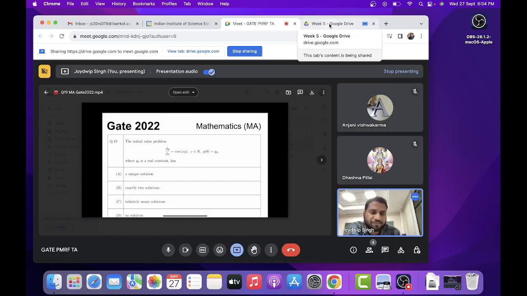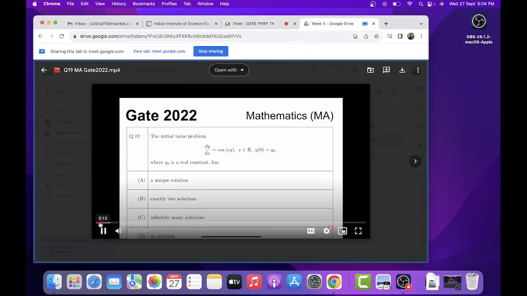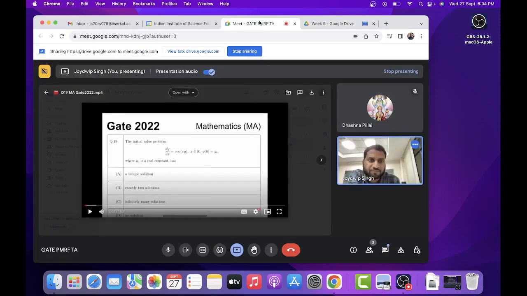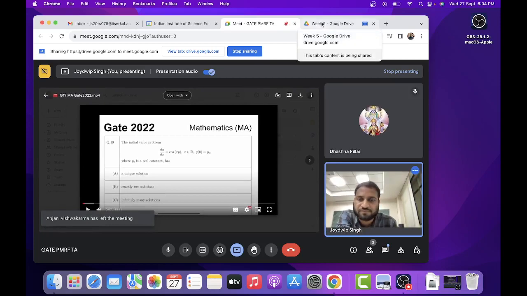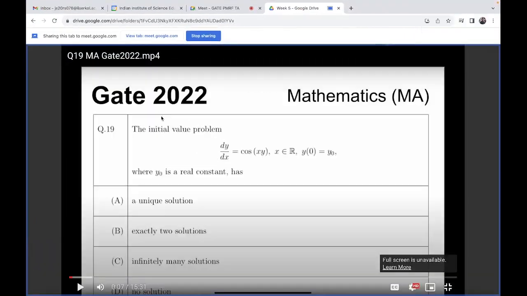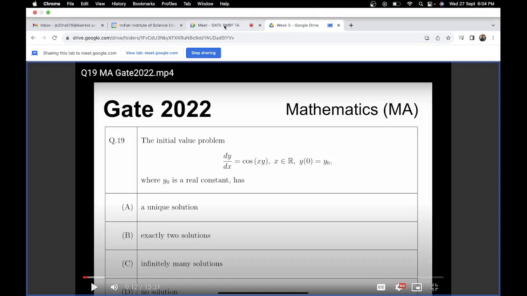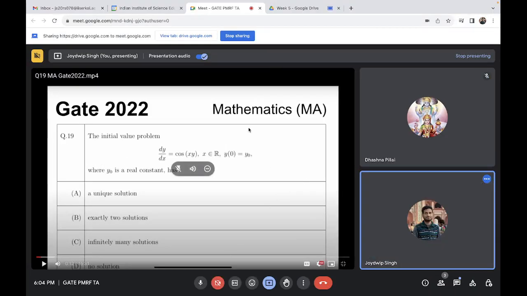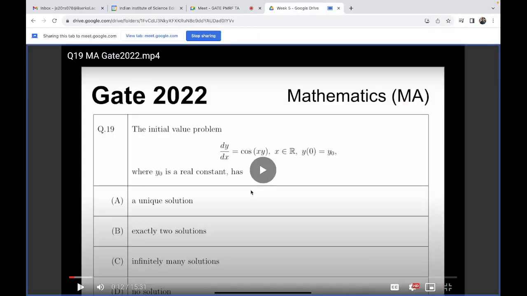So today we'll solve mathematics GATE 2022 question from ordinary differential equation. This is the question number 19. So let me start from it.